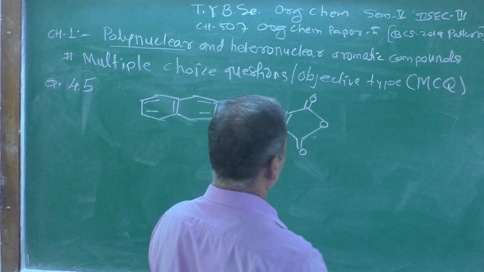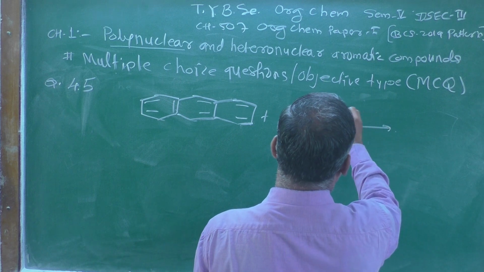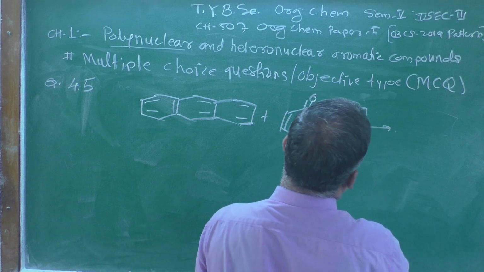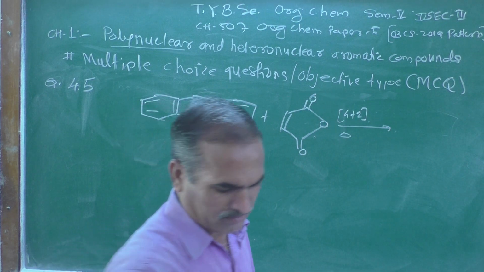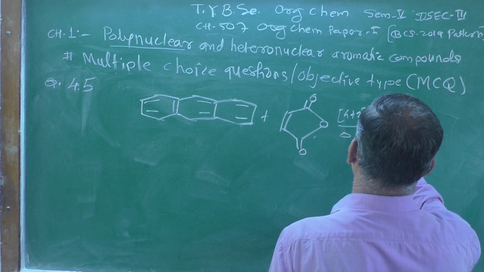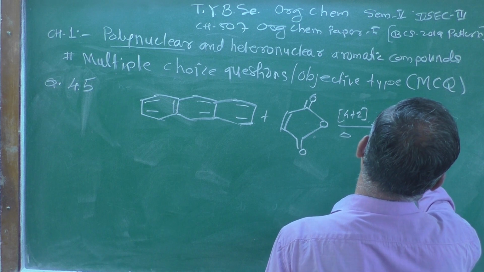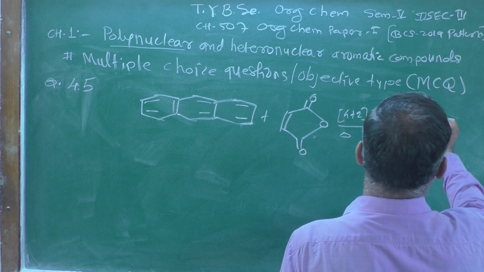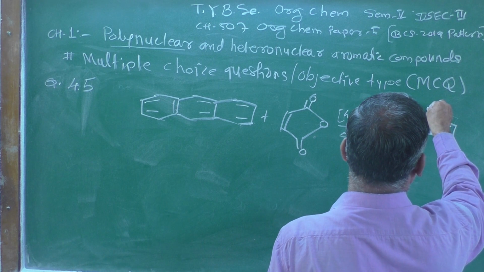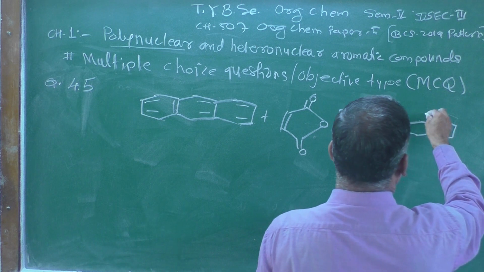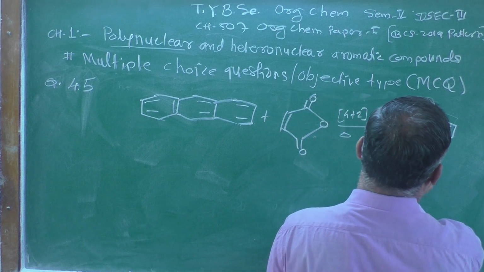Phthalic anhydride, not phthalic, maleic anhydride, and there is given 4 plus 2, thermally occurred. It is given, and the product is also given over here. The product will be this one. You can see clearly, the product is given over here.